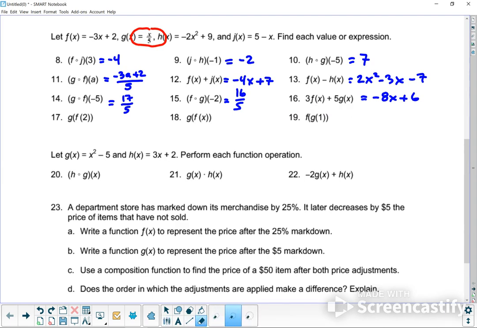Watch it again if you didn't catch that. f with 2 in there. So if I put 2 in here, it'll be negative 3 times 2 is negative 6, plus 2 will give us negative 4. So f of 2 is going to give us negative 4. And then now we're going to put negative 4 into g. So right there, which means it's going to end up being negative 4 fifths.